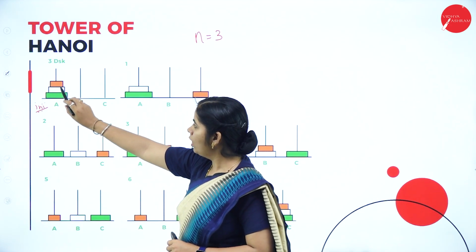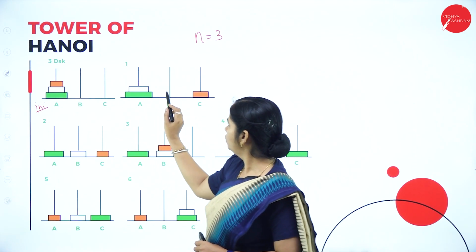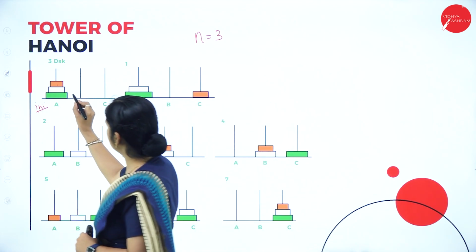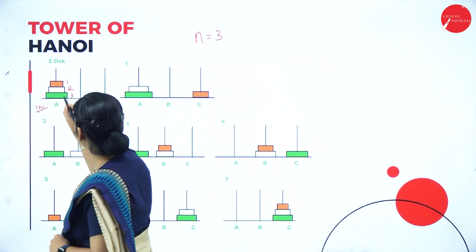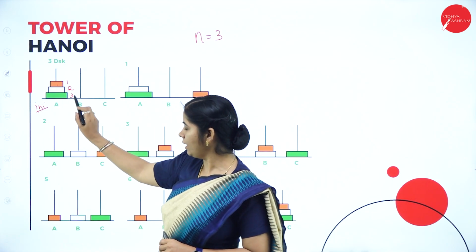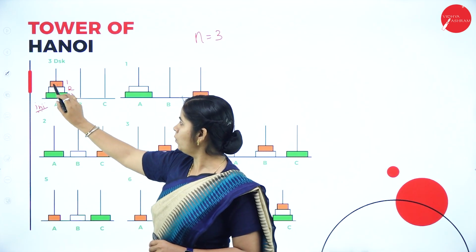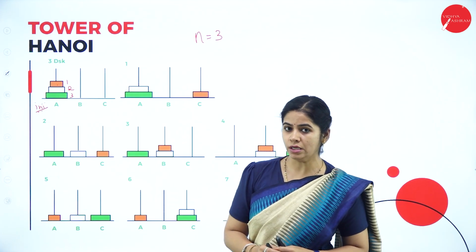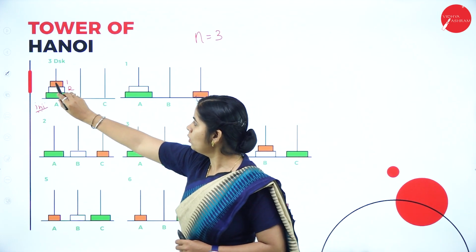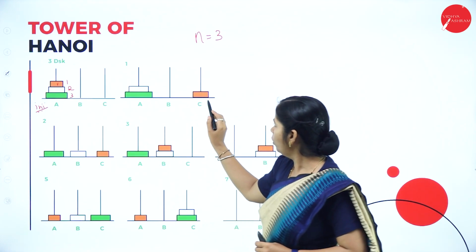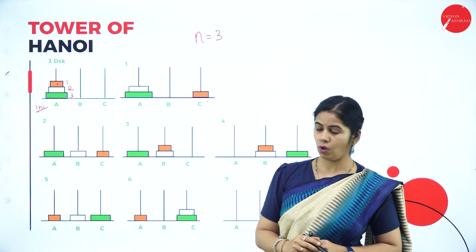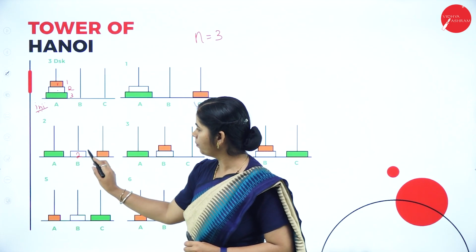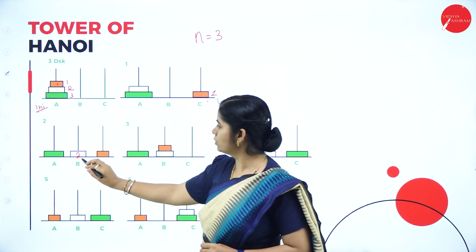Now, I have to move this complete n minus 1 to B. How am I doing it? Say this is 3, 2 and 1. The disk in green is 3, in white is 2, and in orange is 1. We will name the disks for easy understanding. Now, I will move disk 1 to tower C. Then after that, I'll move disk 2 to tower B. Disk 1 and disk 2.